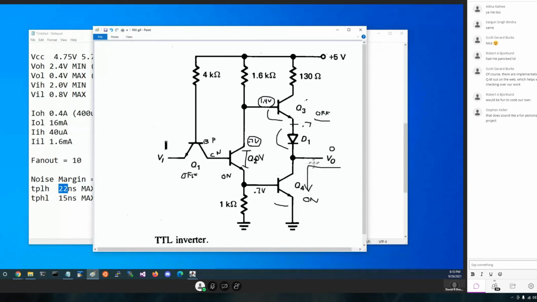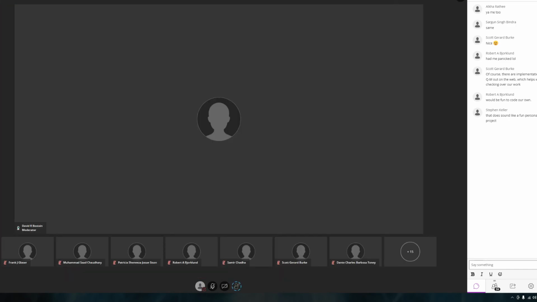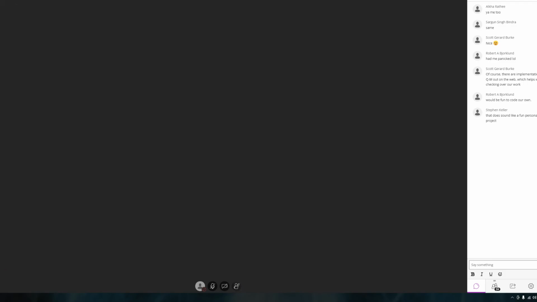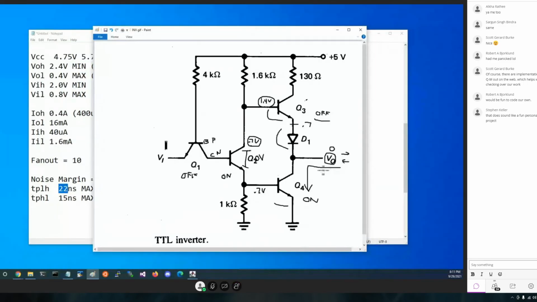This is even though stuff is going into the circuit. This is the output. When it's a 1, it goes out. When it's coming in, it goes the other direction. This can tolerate 16 milliamps coming in. And when it's going the other way, it can only provide 400 microamps.